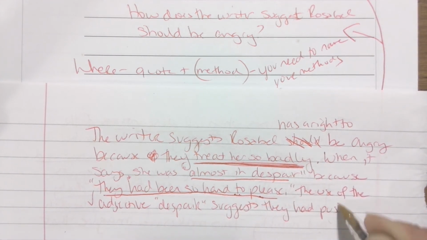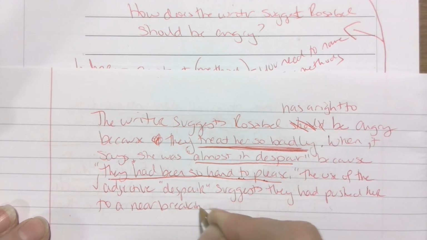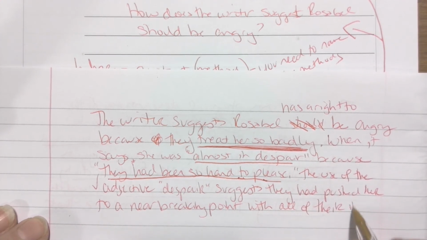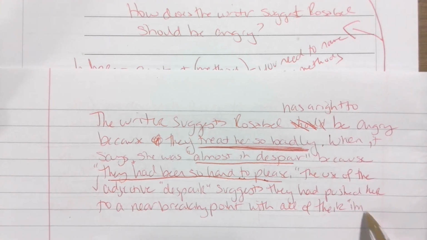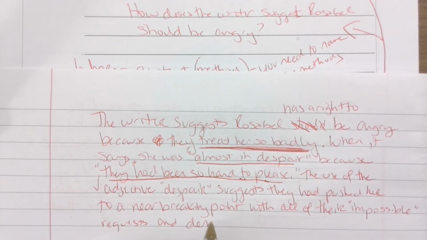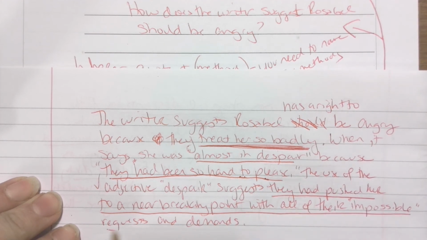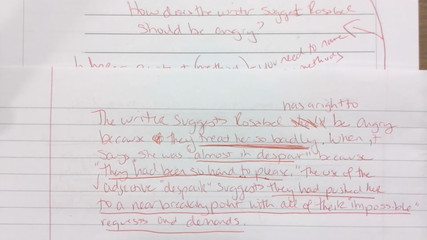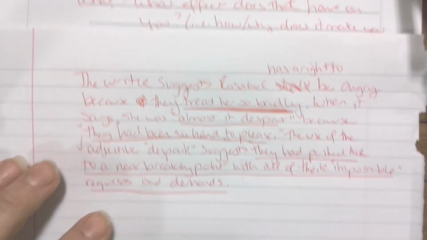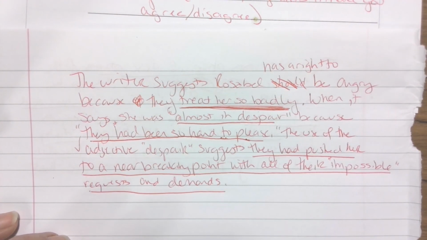they had pushed her to a near breaking point with all of their "impossible", and I'm going to put that in quotes because it said that in the text, impossible requests and demands. Right? So that's my why. Why does that suggest that she should be angry? It's because they had pushed her to a near breaking point, right? She's in despair. She's at a breaking point because she can't seem to please them. So then my what, right? So why does that make me agree or disagree? What effect does that have on my understanding of Rosabel and her relationship with these people?